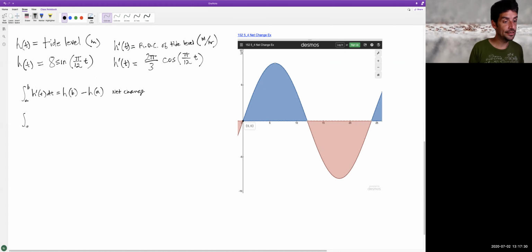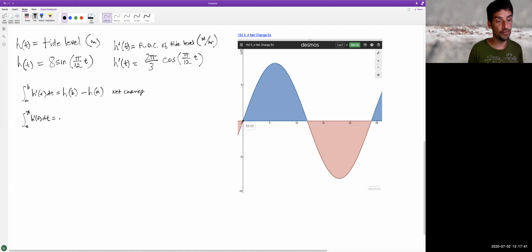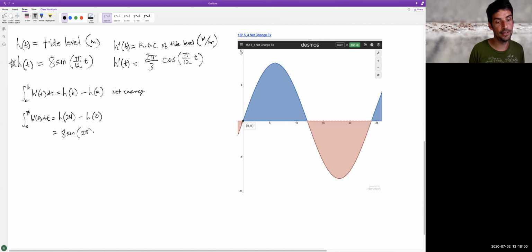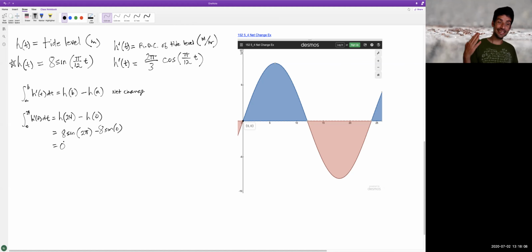Okay, so let's notice what happens if I integrate h prime of t dt over a 24-hour period. I get h of 24 minus h of 0. Plugging these numbers into the function h up here, I've got 8 sine of 24 times pi over 12, which gives me 2 pi, minus 8 sine of 0. Those are both 0, and we end up with 0. That's the net change.